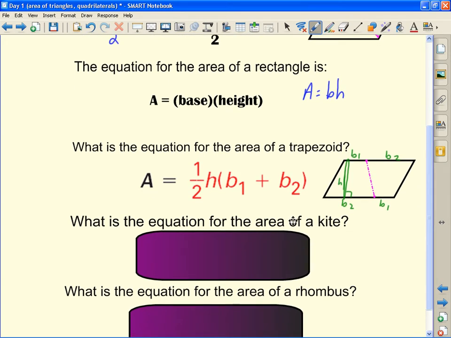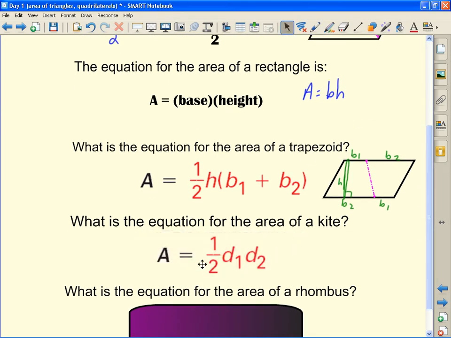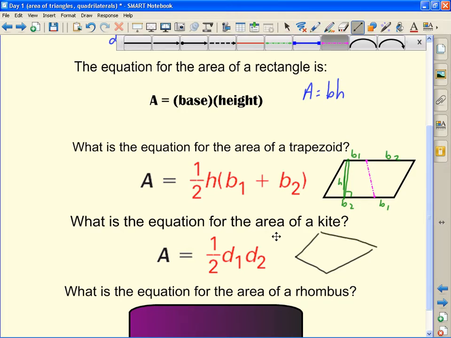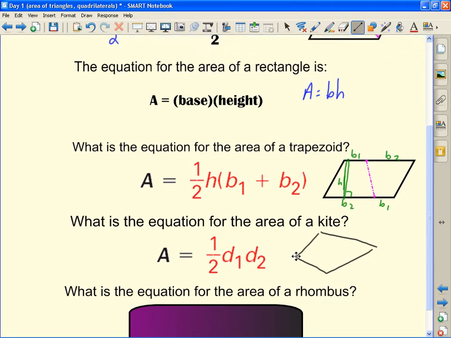The area of a kite is just like the area of a rhombus. The kite is diagonal times diagonal, cut in half. And so here's our kite, we take the two diagonals that we have and multiply them together. Since they are perpendicular, that's helpful for us. So we take diagonal 1, the length of that one, which would be the short one, times diagonal 2, and cut it in half.